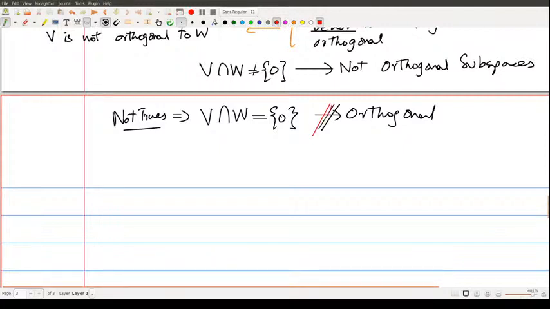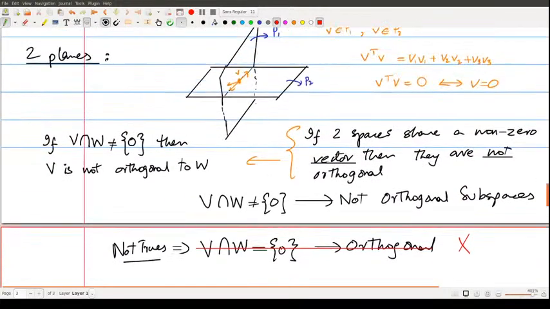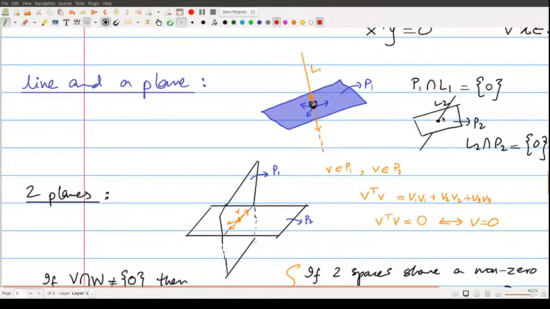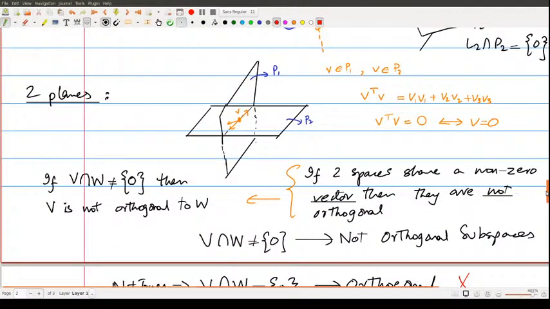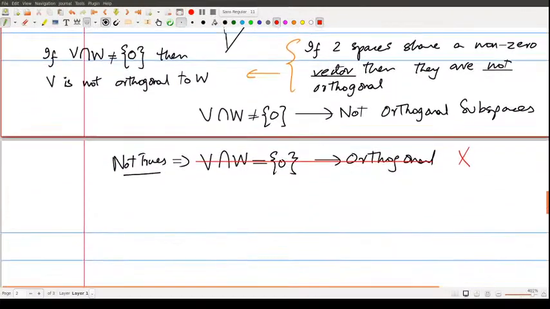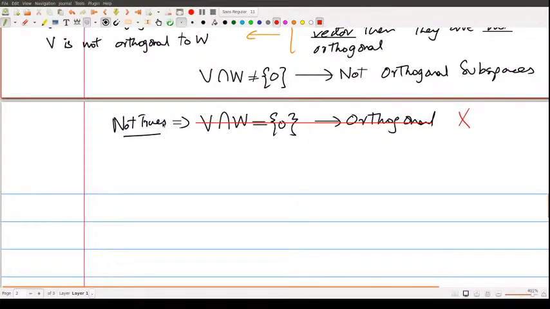Let me just put a red line here. This is wrong. You can't say that this implies orthogonality, okay? This is absolutely wrong, because even if you just have the zero vector in common, it's possible that the vector over here may not be perpendicular to the vector over here. You can hope that that might be the case, but you need to check specifically for each vector. Okay, not true.